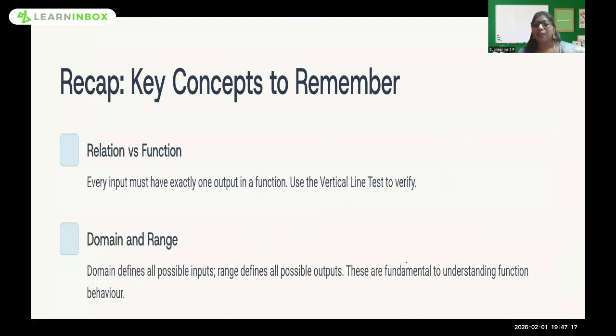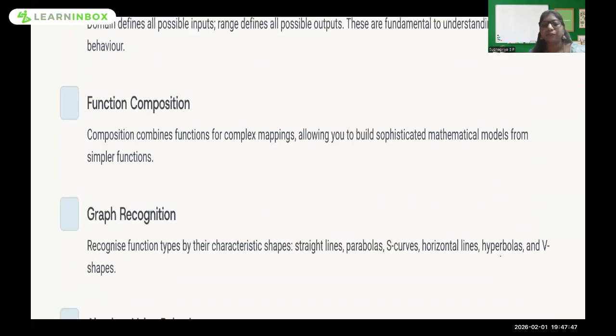So let's have a recap, a key concept to remember. Relation versus function. Every input must have exactly one output. That is called a function. In relation, that is not the case. For domain and range, domain defines all the possible inputs, and range defines all the possible outputs. That's fundamental to understanding how a function behaves.